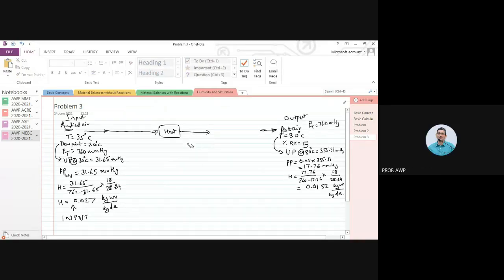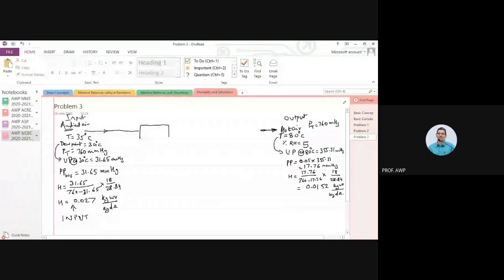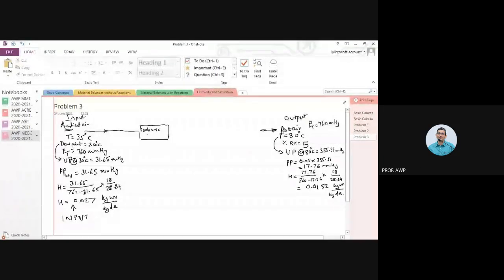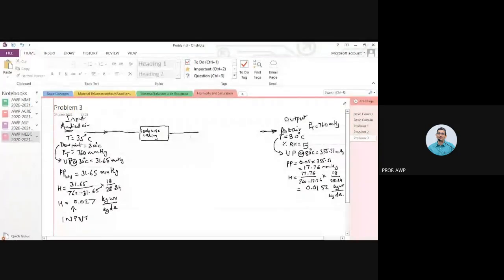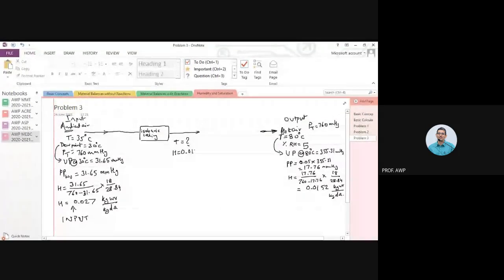Yes, sir. So how do you take out water vapor from the air? Cooling. So by condensing, isobaric cooling. So if I do isobaric cooling, I will have to cool to such a temperature. That's what we would have to find out, so that the humidity becomes 0.0152.